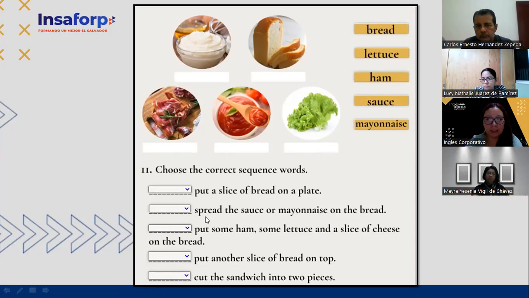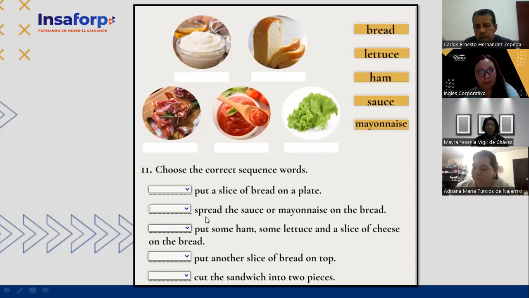Very good. Si se fijan, Lucy no utilizó solamente sequence words. She also used conjunctions, right? También utilizó conectores, que es el and o y en español, ¿verdad? Así que también pueden usar combinaciones de ese tipo. Thank you, Lucy. Vamos con Carlos Ernesto. ¿Cuál utiliza usted? Veamos.